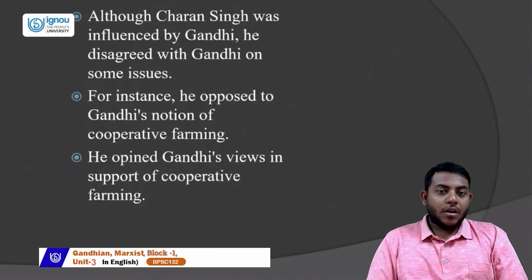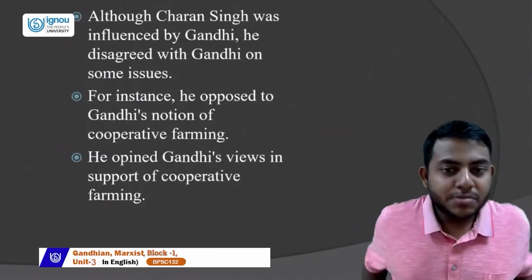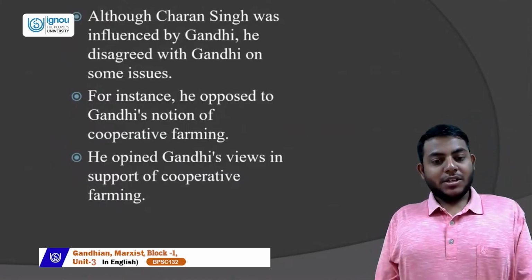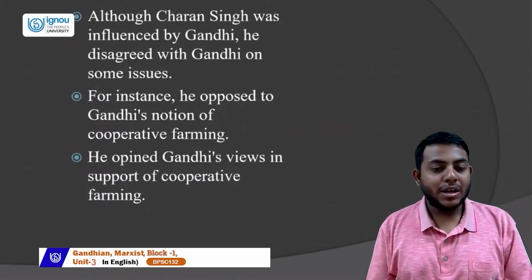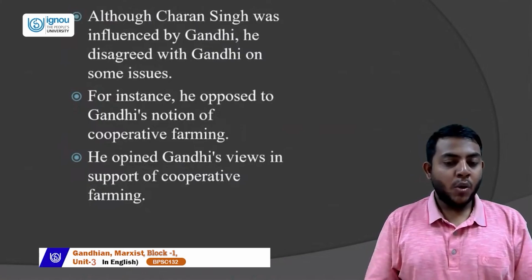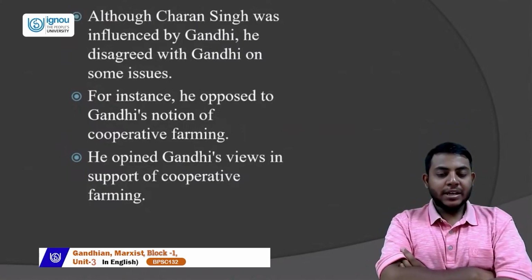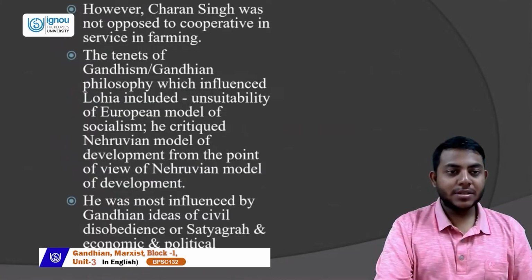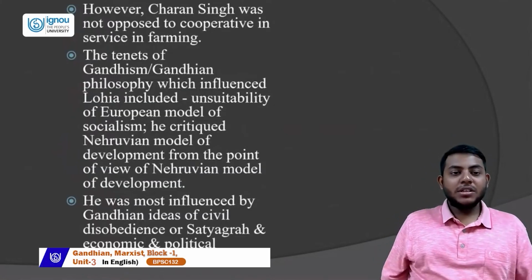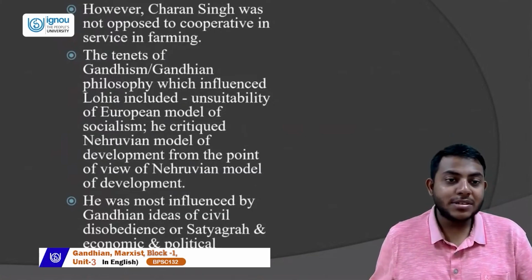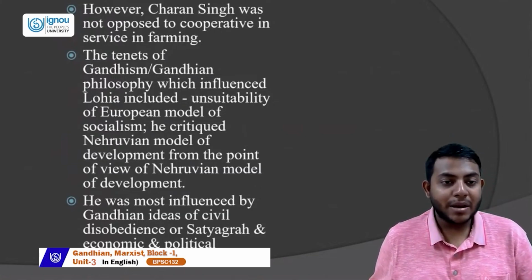Although Chaudhry Charan Singh was influenced by Gandhiji, he disagreed with Gandhiji on some of the issues. For instance, he was opposed to Gandhiji's notion of cooperative farming. However, Chaudhry Charan Singh was not opposed to cooperative service in farming.